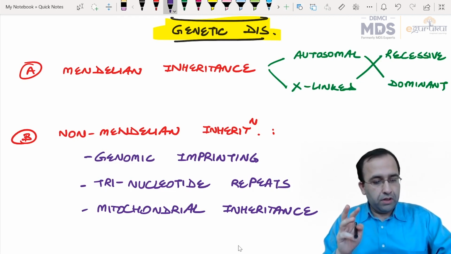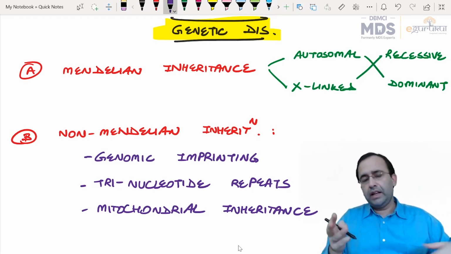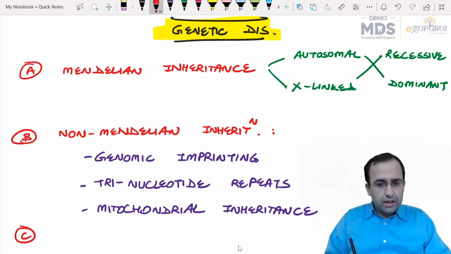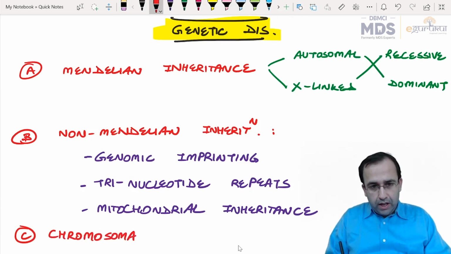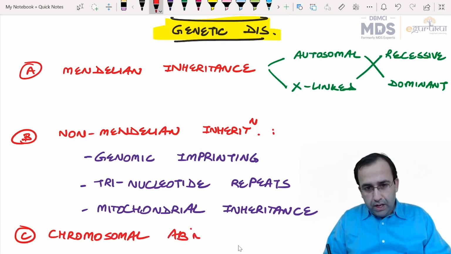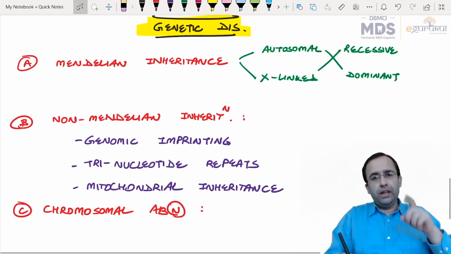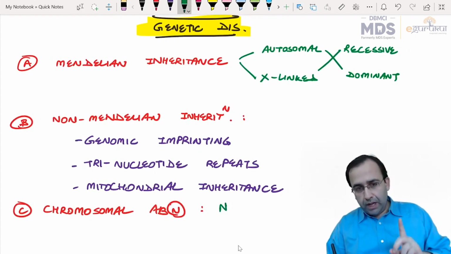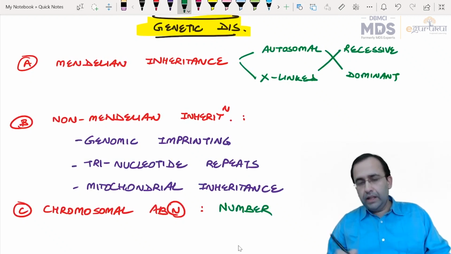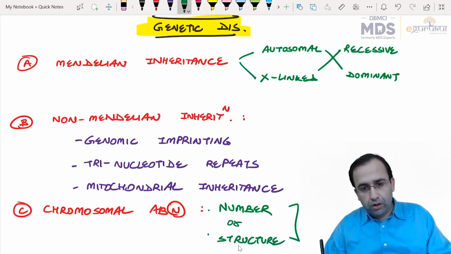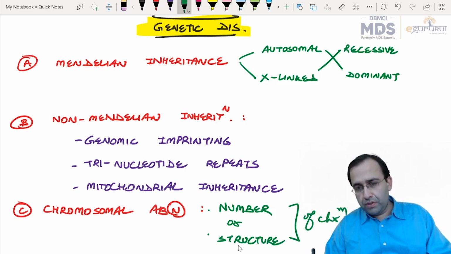Next point. Next, the third category of genetic diseases is chromosomal abnormalities. Chromosomal abnormalities, they can either be in number or structure of chromosomes.